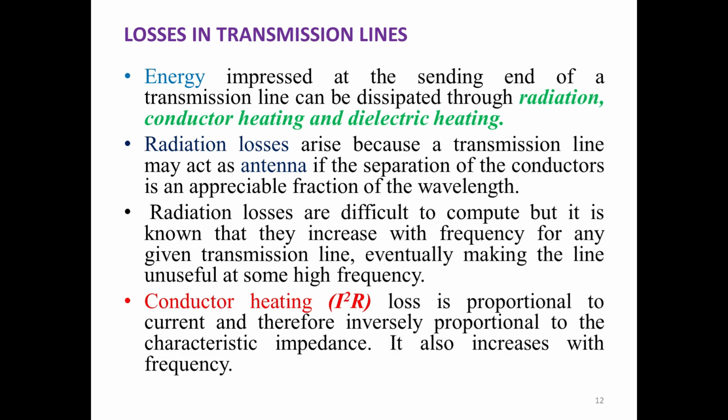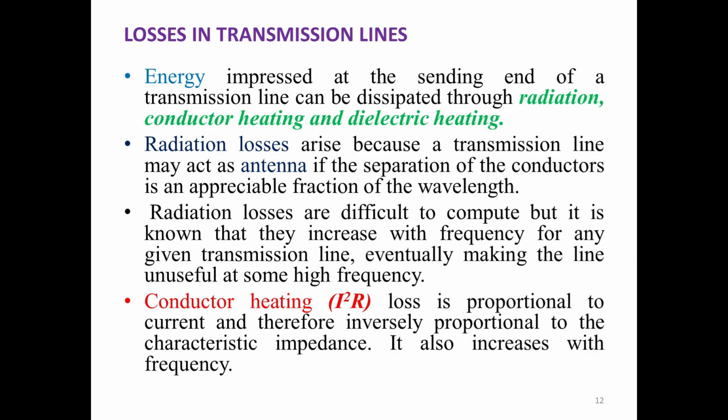Now that leads us to losses in transmission lines. Energy impressed at the sending end of a transmission line can be dissipated through radiation, conductor heating, and dielectric heating. Radiation losses arise because a transmission line may act as an antenna if the separation of the conductors is an appreciable fraction of the wavelength. Radiation losses are difficult to compute, but it is known that they increase with frequency for any given transmission line, eventually making the line unuseful at some high frequencies.